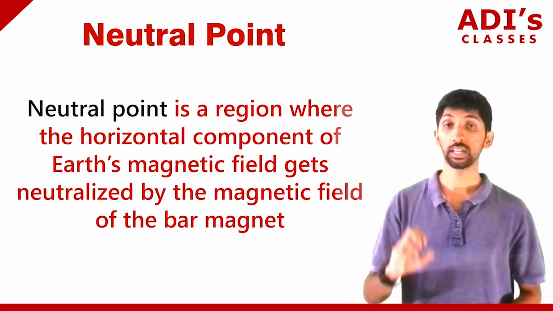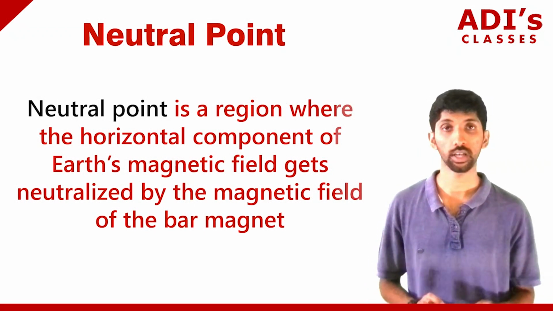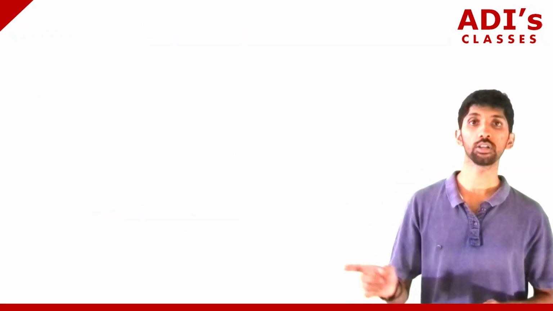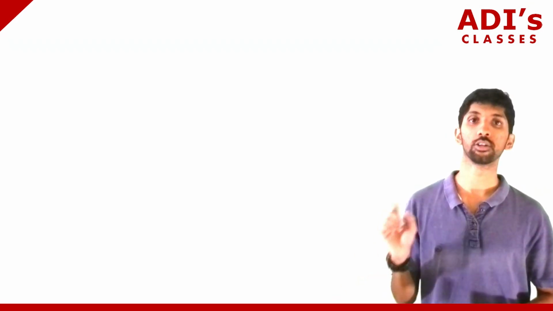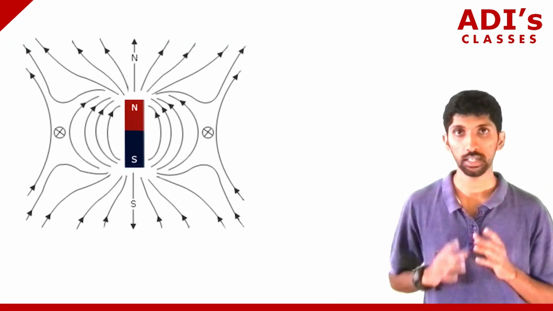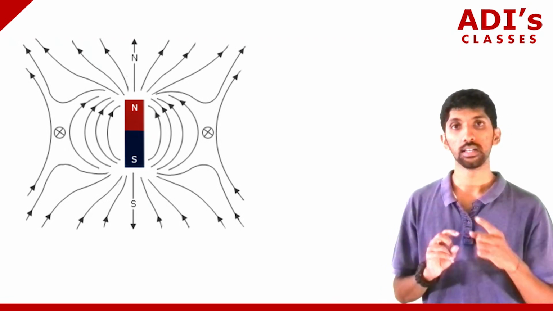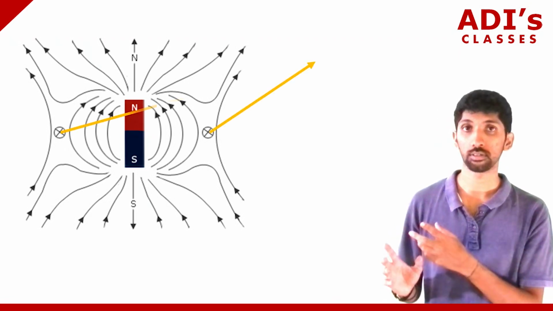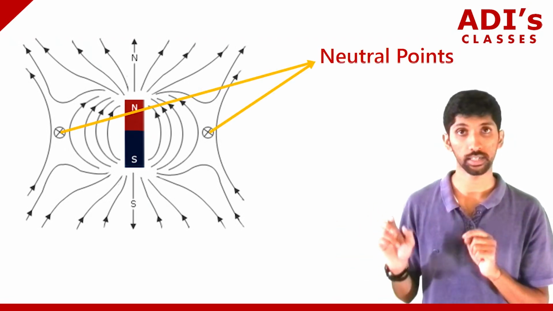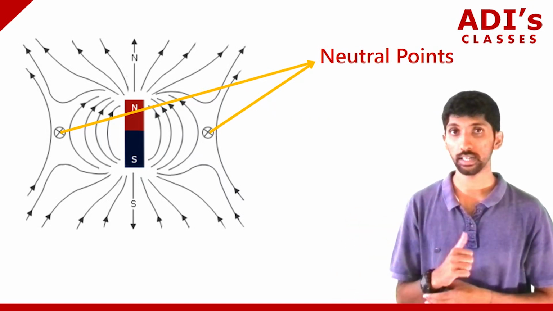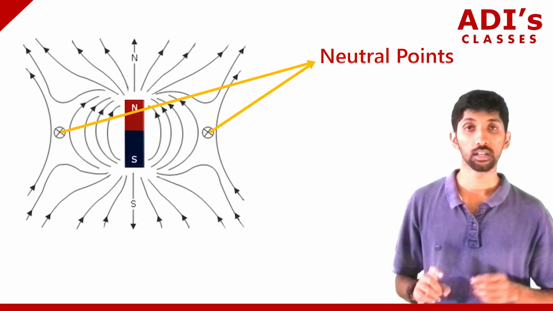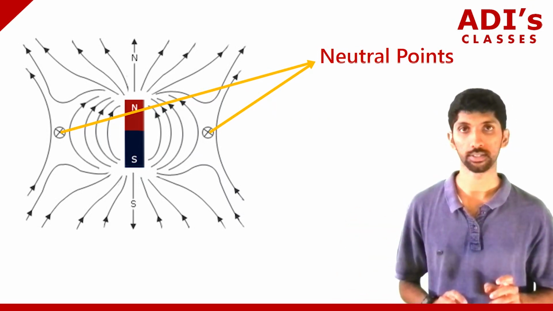Now, we can place the magnet in two ways. One is where the north pole of the Earth and the north pole of the magnet are in the same direction. In such a scenario, this is how the neutral points look. You can see those two cross, at the side to side of the bar magnet. Those are what we call neutral points.